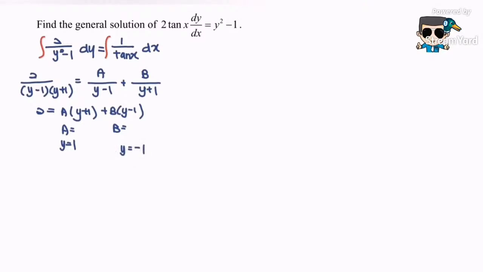So from here, if we substitute y equals to 1, we will have 2 is equals to 2a. A will be equals to 1. If we are looking for b, when y equals to negative 1, we will have 2 is equals to negative 2b. So b will be equals to negative 1.